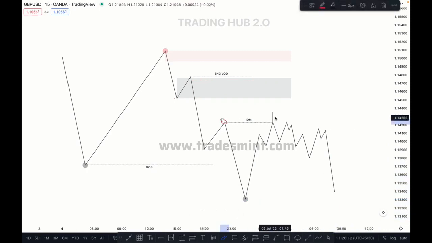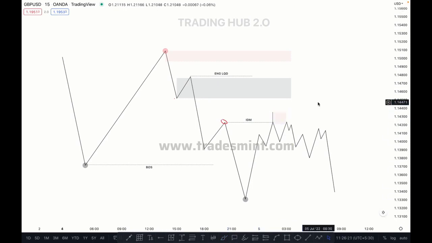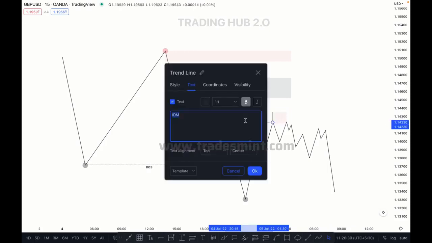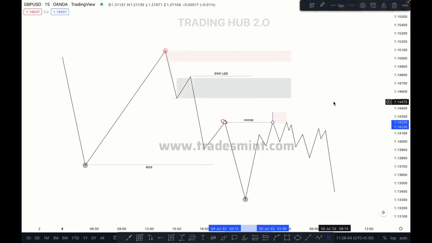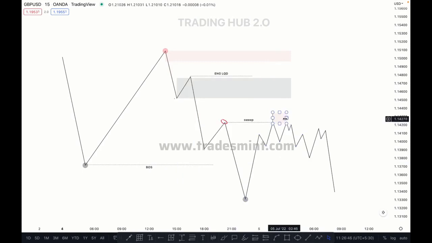Taken out this high, close below it. So the first entry is the candle's wick here, okay? The candle's wick, which actually took out the previous swing high, this is a liquidity sweep, okay? In this case market has taken out the liquidity. This is an inducement. You can also say sweep, liquidity sweep, previous high sweep, and then close below it. You can take the first entry sell here, correct?